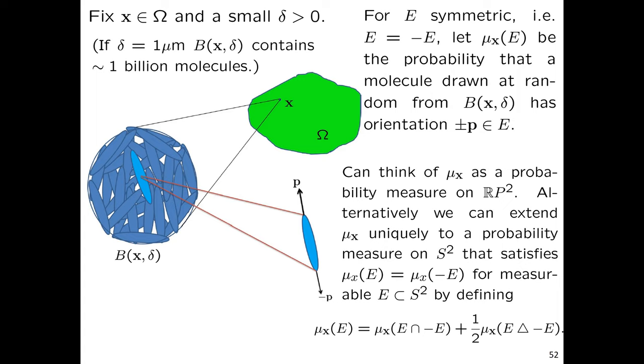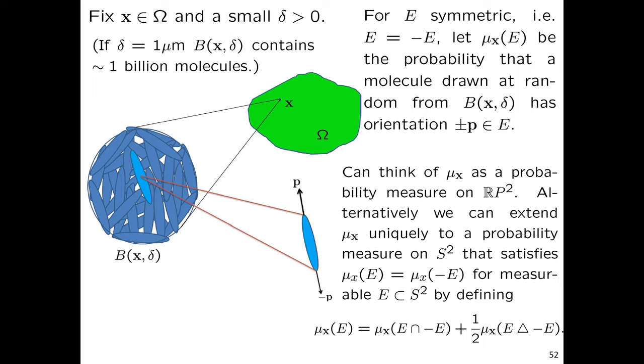But it's more convenient to extend that measure to a probability measure on the sphere that satisfies that mu_x of E is mu_x of minus E for any subset of the sphere. And you can do that by defining mu_x of E to be a half of mu_x of E plus a half of mu_x of minus E. So that's the way of doing it. So we're going to therefore think of this mu_x as being a symmetric measure on the sphere.